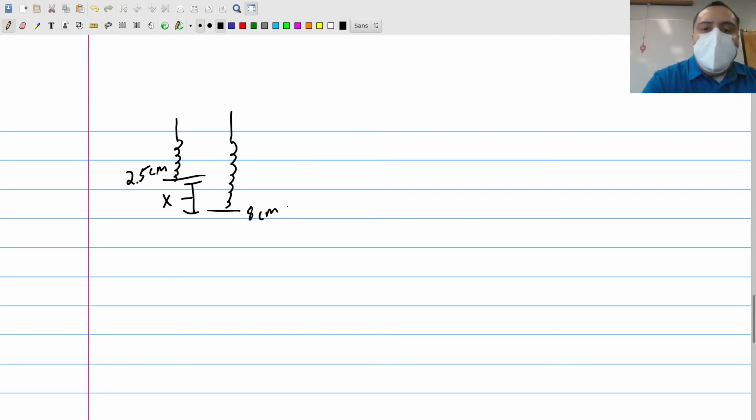So in this situation, we had a spring that was here, and we stretched it to here. This distance that it's stretched by is going to be called x. In our case, it started off at 2.5 centimeters, and it went to 8 centimeters, which means that it's stretched by 8 minus 2.5, which is 5.5 centimeters, or 0.055 meters.